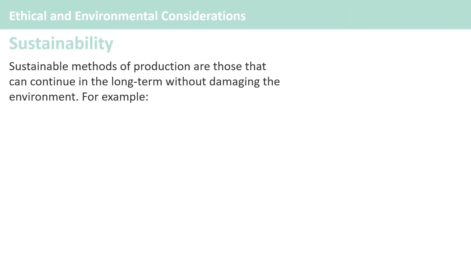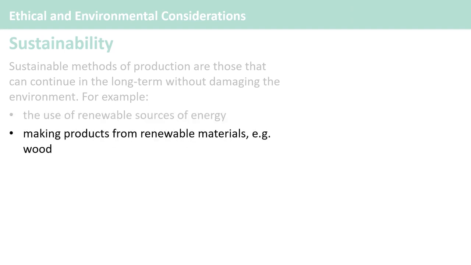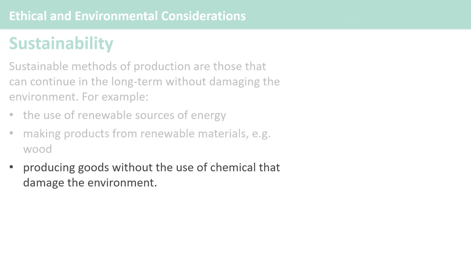Sustainability. Sustainable methods of production are those that can continue in the long term without damaging the environment. For example, the use of renewable sources of energy, making products from renewable materials, for example wood, and producing goods without the use of chemicals that damage the environment.